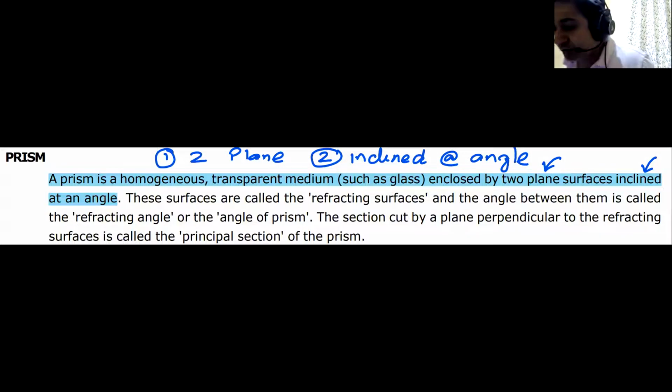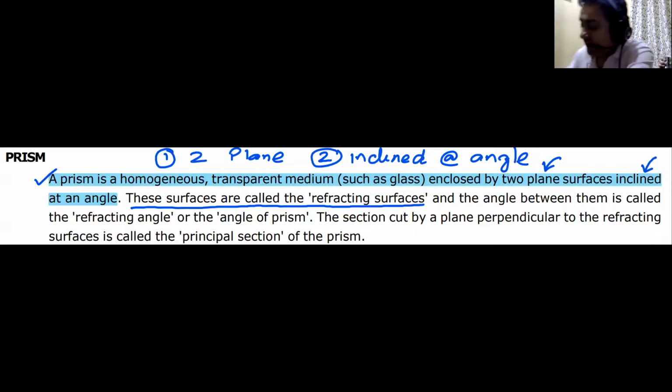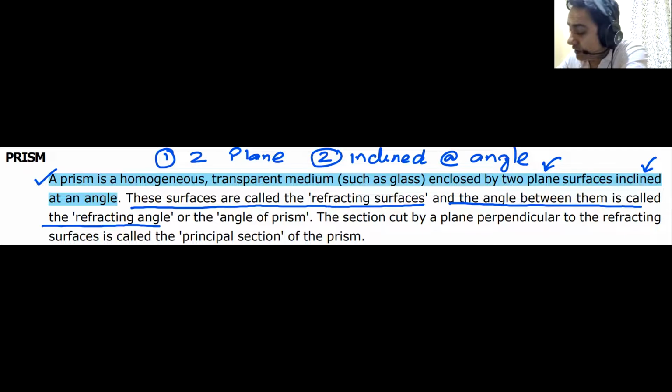Okay, then we move on to the definition once again. A prism is a homogeneous transparent medium which is enclosed by two plane surfaces. Those two plane surfaces must be at an angle. Now these surfaces which are at an angle, where refraction takes place, are known as refracting surfaces, and the angle between them is known as the refracting angle or the angle of prism.